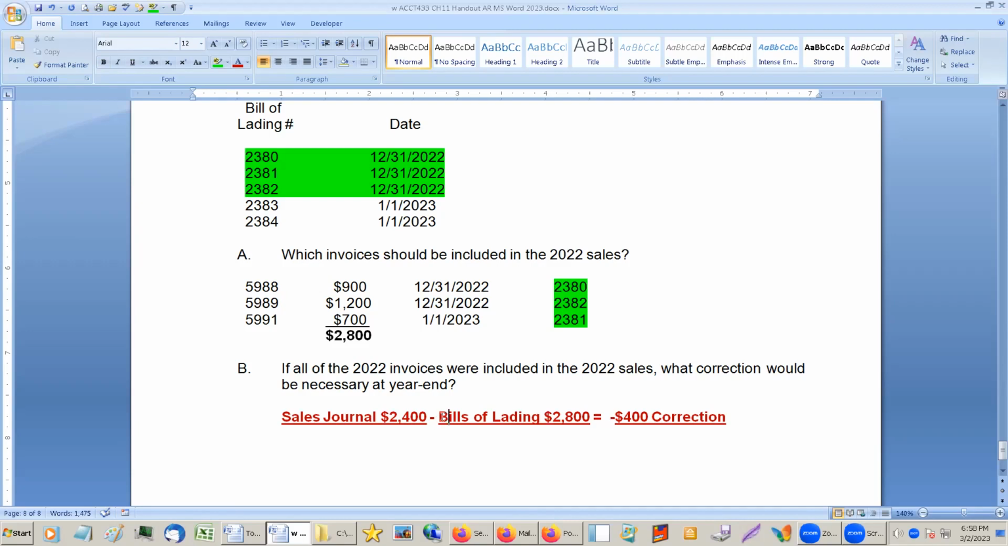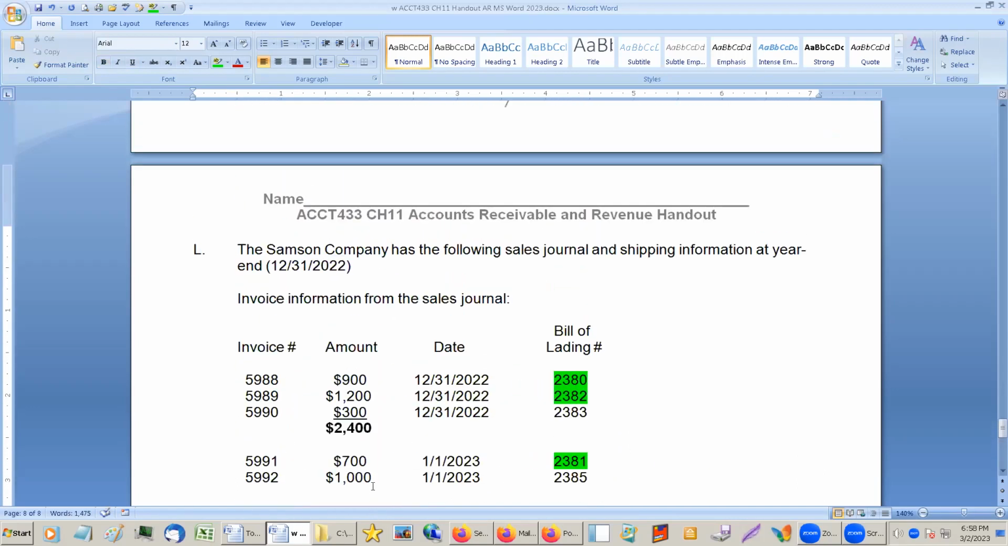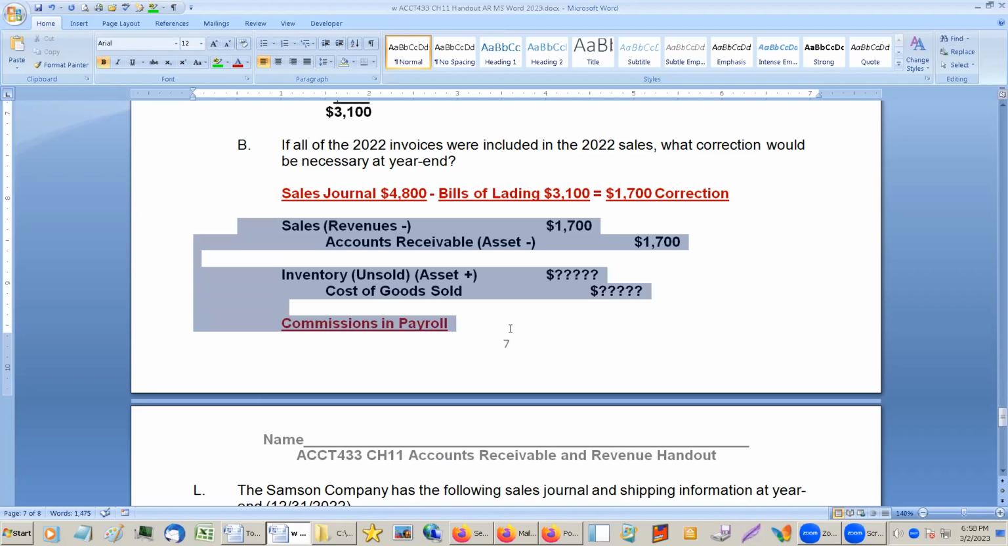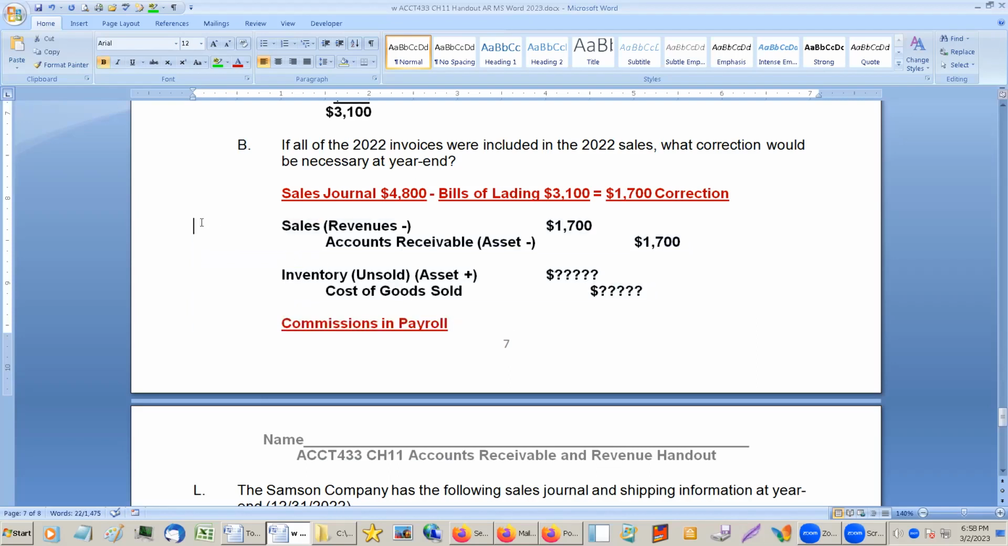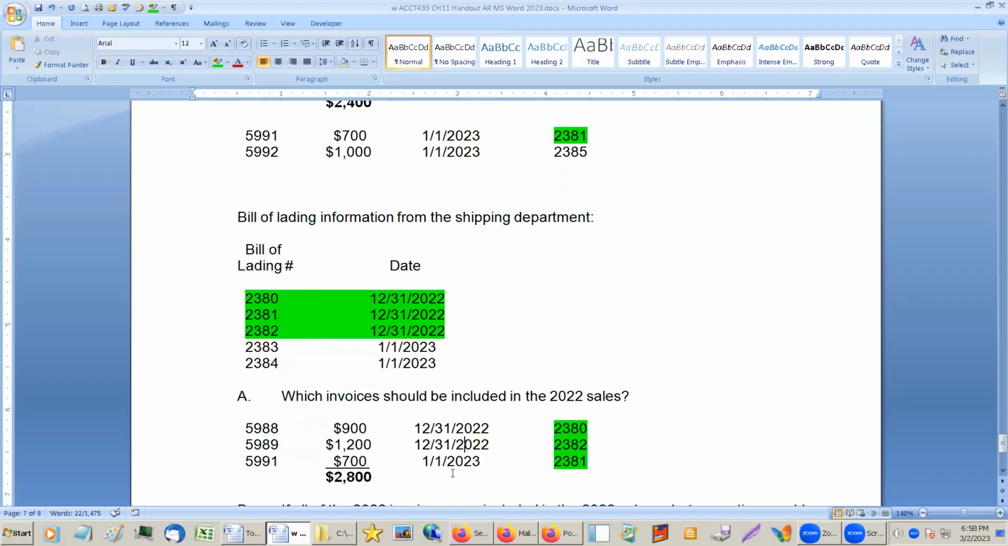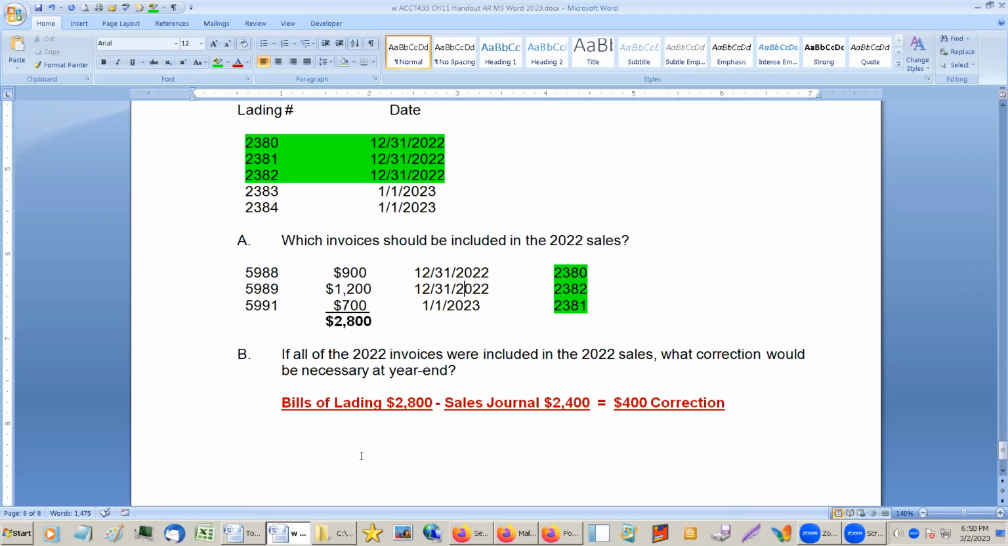Now let's switch these two around. So it's a $400 correction, and now this is going to be just the opposite of what we just did. It'll be the opposite of here. We're going to have to reduce. Scratch that. We're going to have to increase the sales and accounts receivable, and probably the cost of goods sold, and possibly pay out more for commissions in the payroll. Because this time the sales were a little higher than what they had first reported.